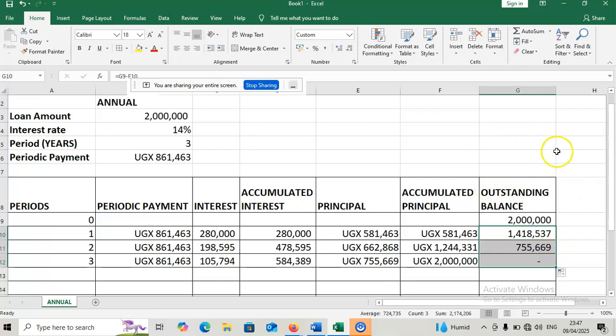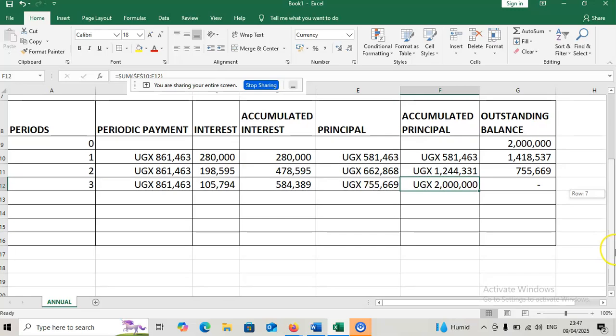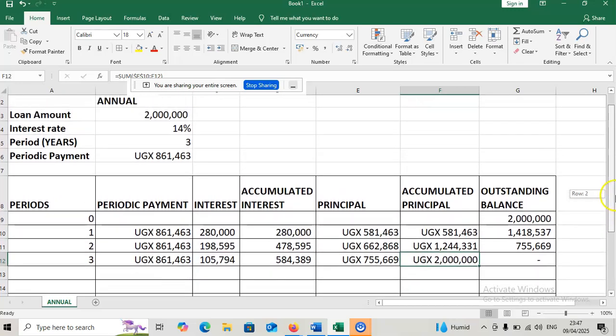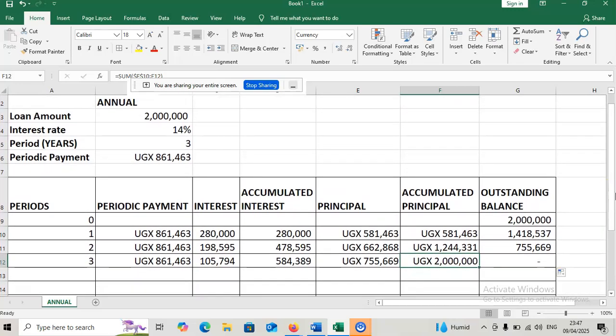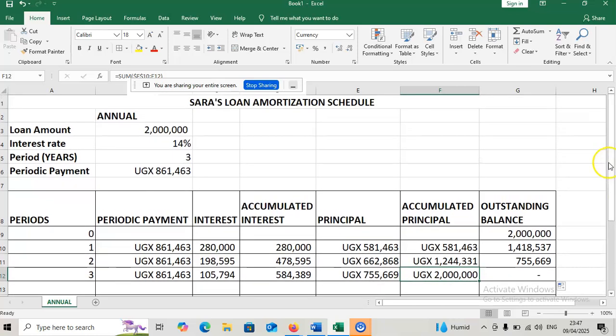So this is our complete loan amortization. In the loan amortization, the outstanding balance has to be 0. And then accumulated principal should always be equal to the loan amount, because principal is the amount of money paid to recover the loan. Now that is annual, determining annual, based on annual payments.